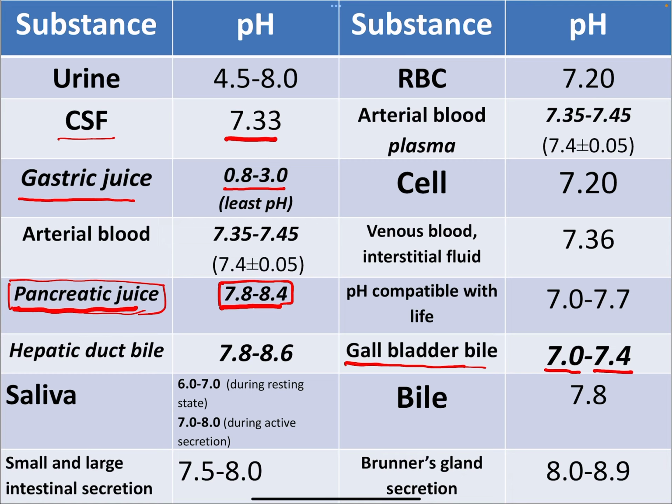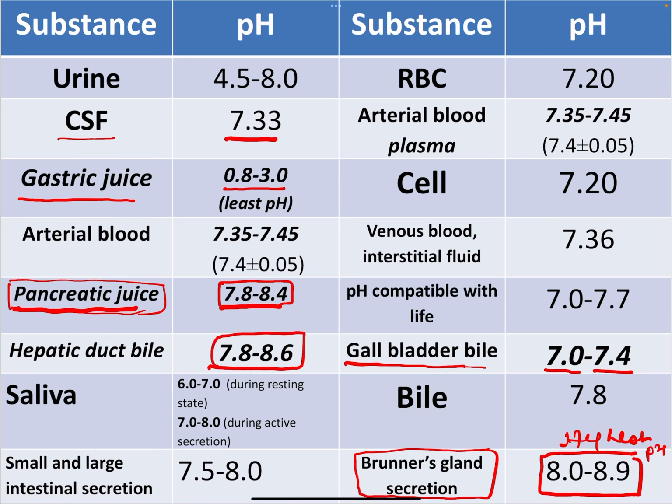But remember, the Brunner's gland secretion is 8.0 to 8.9. So it has the highest pH, but it is not given in the options. And also see here the hepatic duct bile, its pH is 7.8 to 8.6. It also has a very high pH, but it is also not given in the options.